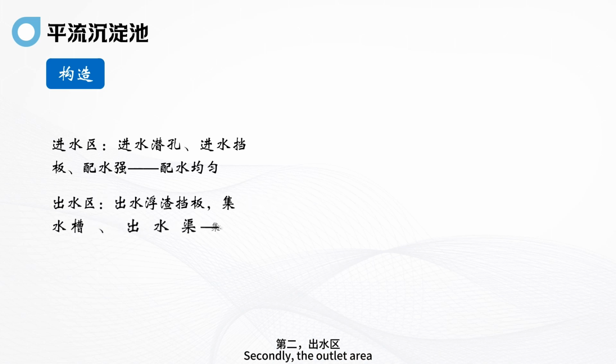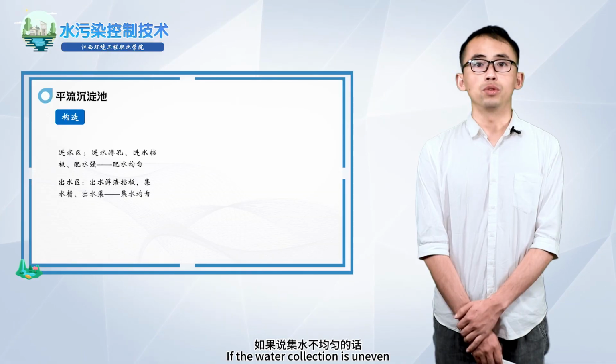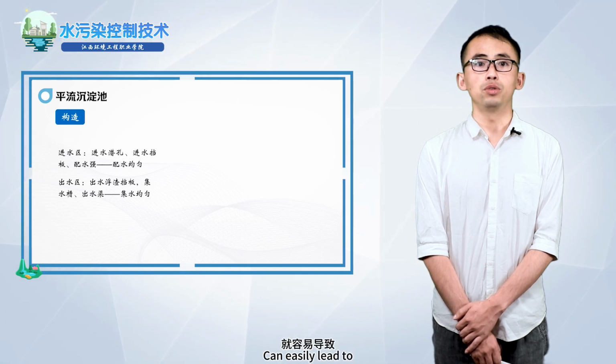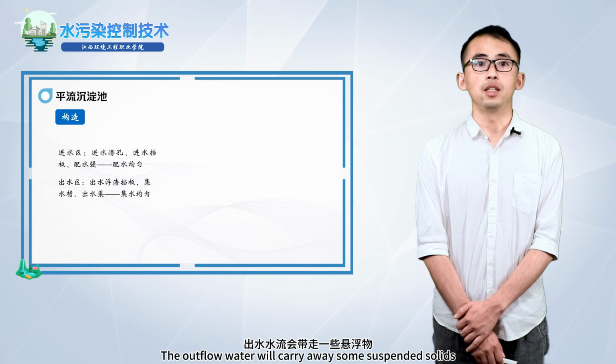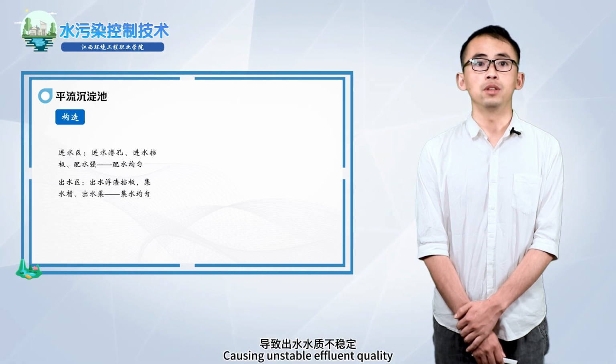Secondly, the outlet area: effluent scum baffle, catch basin, and outlet channel, which collect water evenly. If the water collection is uneven, the outflow water can easily carry away some suspended solids, causing unstable effluent quality.